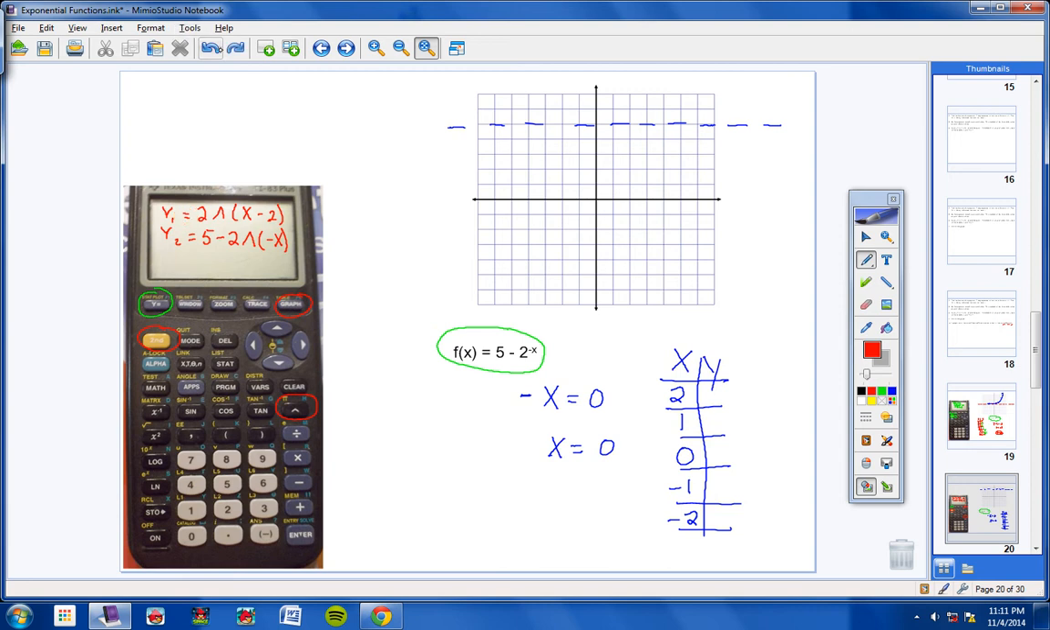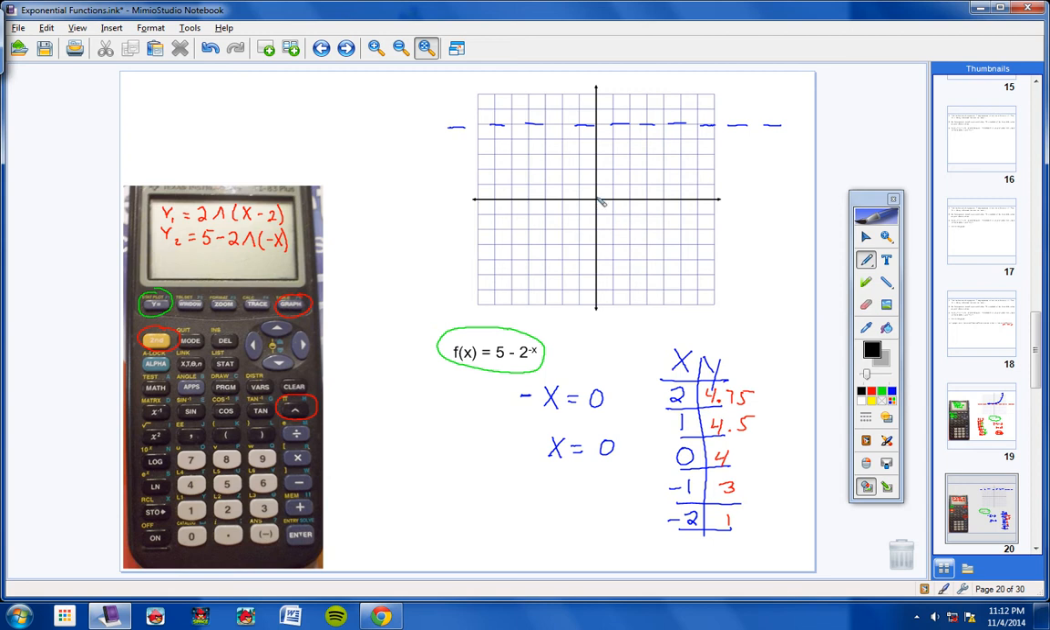So here we go. Hopefully you have this typed in. So hit second and then graph for your table of values. And let's see what pops up here. Okay, here it is. For 2, you would get 4.75. For 1, you would get 4.5. For 0, you would get 4. And for -1, you would get 3. And for -2, 1, okay? So the graph would look like this.